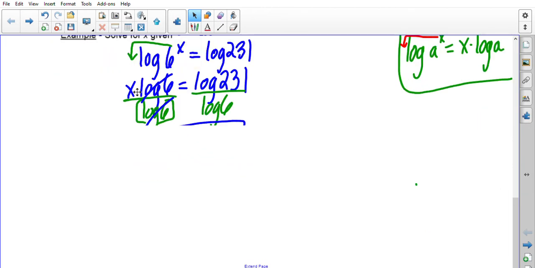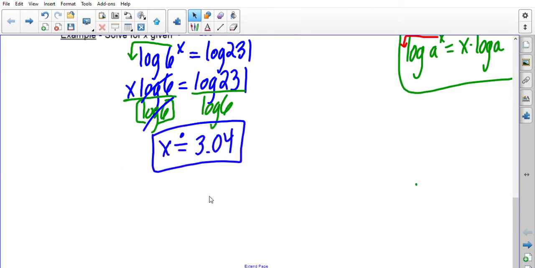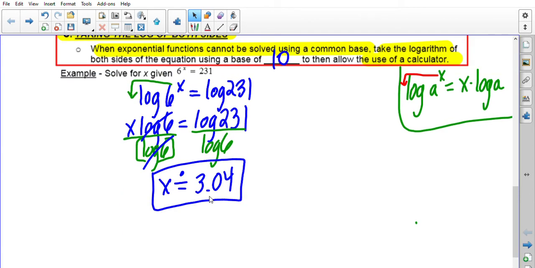Okay. So x is going to be equal to log of 231 divided by log 6. You can use your calculator here, and everyone should be trying this to make sure they get the right answer. And let's round to 2 decimal places unless told otherwise. And that means x is equal to approximately 3.04.